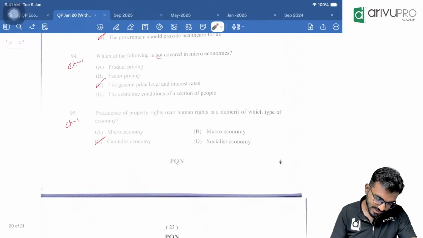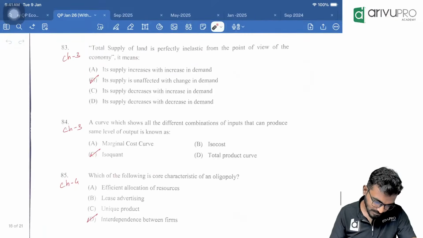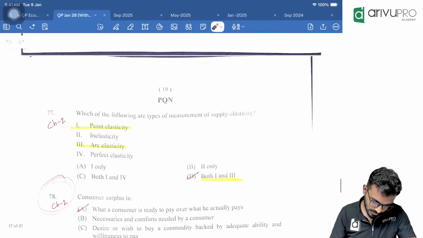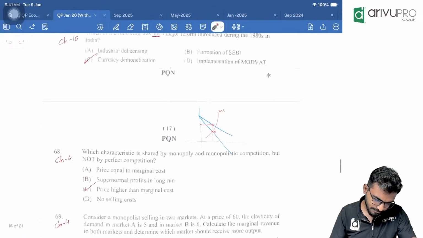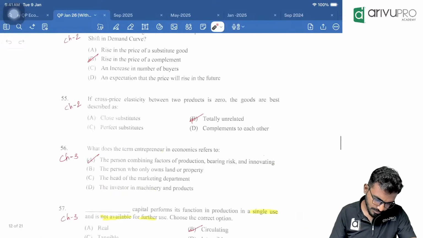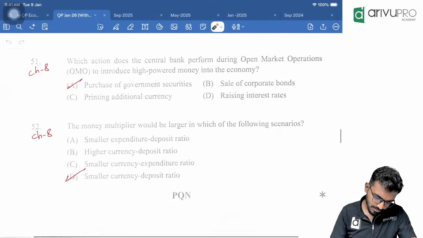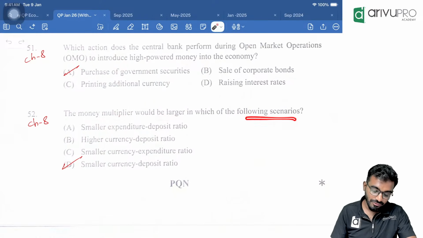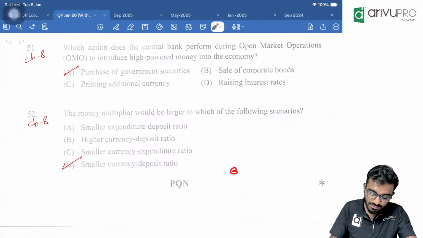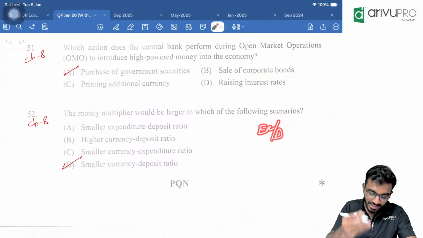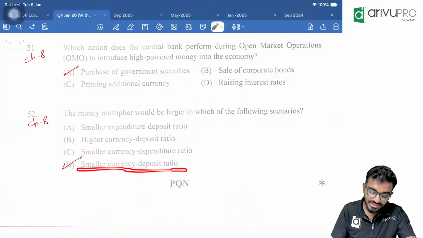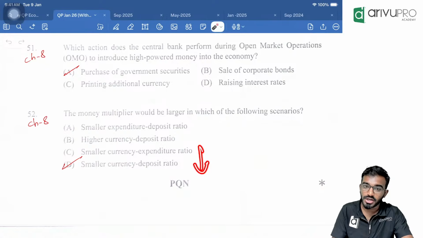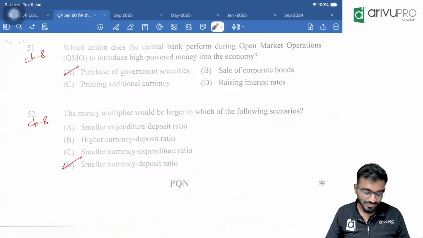Chapter 8, January 26 attempt. The money multiplier will be larger in which of the following scenarios? All those ratios I spoke of: small c is equal to capital C by capital D, and the excess reserve ratio, small e, is equal to ER by D. When all these ratios are smaller, that is, the smaller the currency to deposit ratio, the money multiplier will be larger. That is the main logic there.